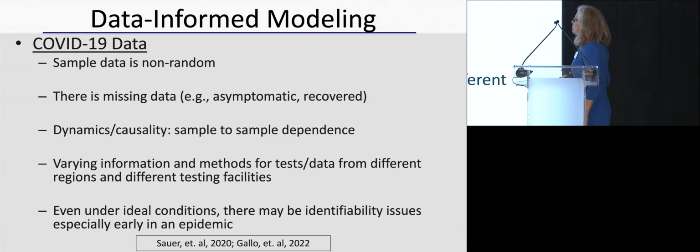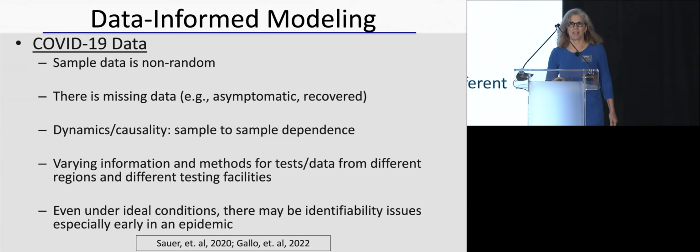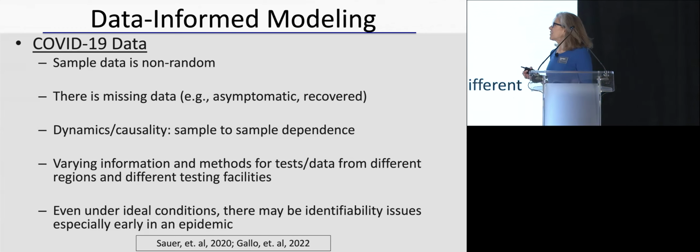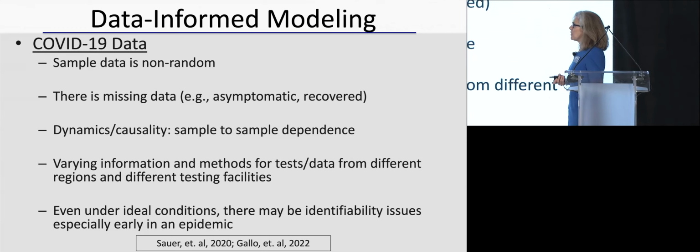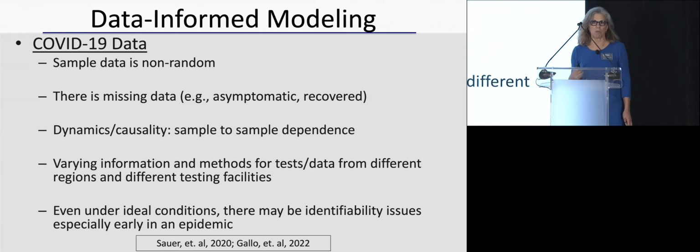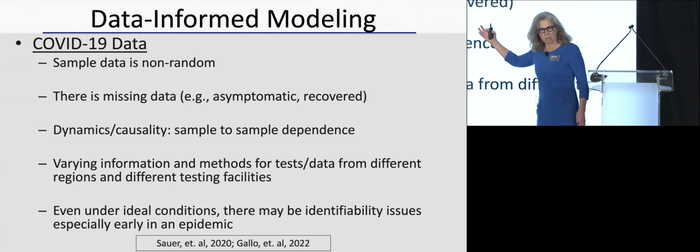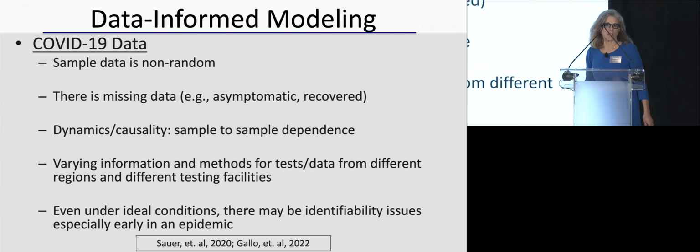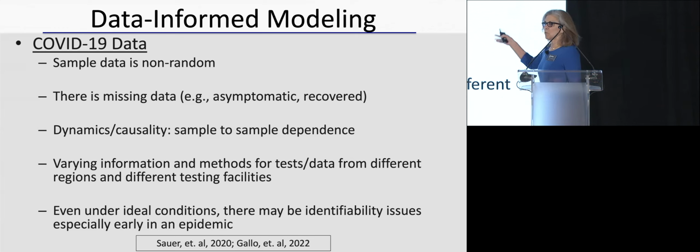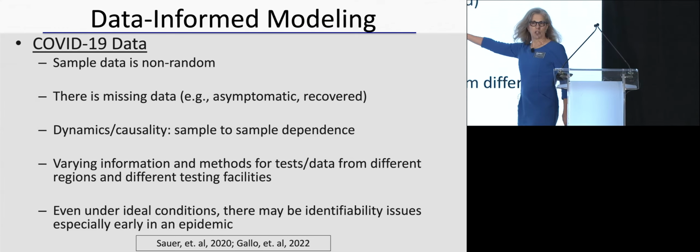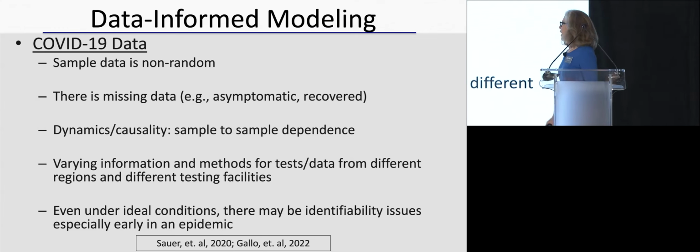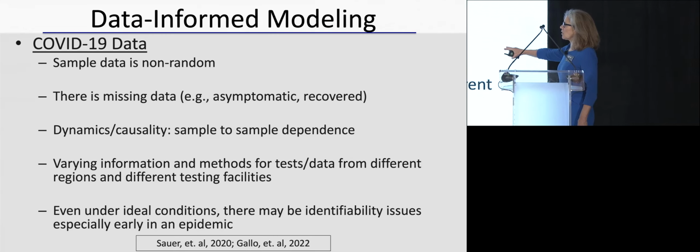Okay, so as we're probably all aware as well, trying to estimate these parameters from the data, especially early on with COVID, was a bit problematic. There are a number of issues with the data. We don't have a random sample from the population, right? We mostly were just testing people with symptoms. There's missing data, in particular for us, there's no asymptomatic data in that case. These are dynamic processes, so there's sample-to-sample temporal interdependence, et cetera.